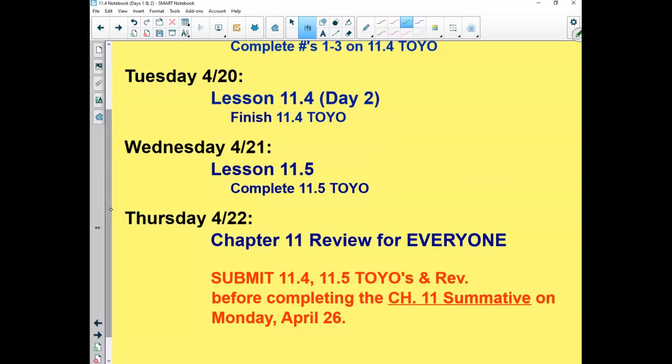And between Thursday, Friday, Saturday, and Sunday, you're going to have to complete that review section, and you will submit 11.4, 11.5, try on your own, and the chapter review before you complete your chapter 11 summative, which will be on Monday, April 26th, and that will need to be completed and submitted by Monday night, and then it will close, okay? So please make sure you're organized and you get your stuff done.